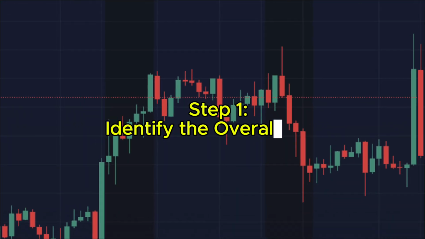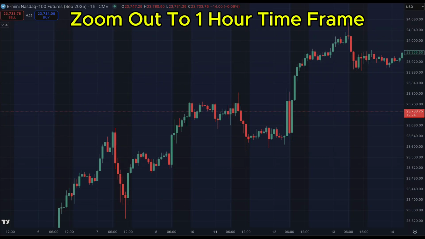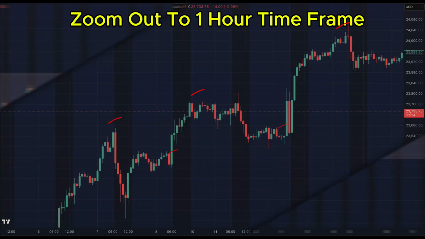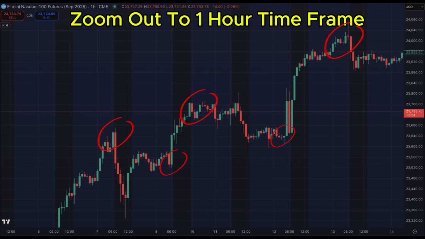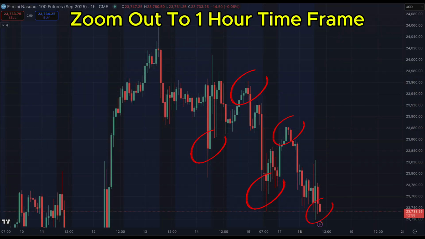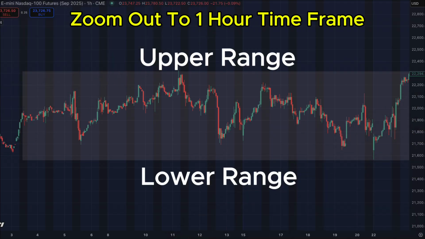Step 1. Identify the overall trend. First, zoom out and ask, is the market trending up, trending down, or moving sideways? An uptrend forms when price creates higher highs and higher lows. A downtrend is the opposite, lower highs and lower lows. If price is just bouncing in a range, that's consolidation. This gives you the big picture direction, your map before making any trading decision.